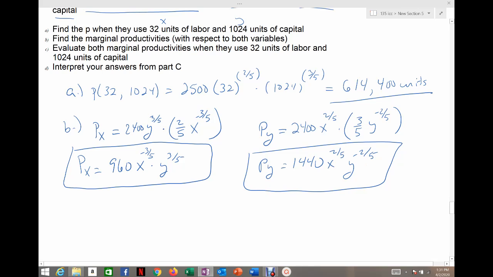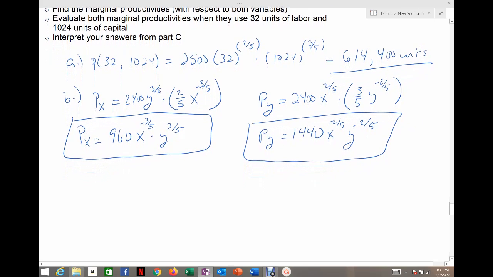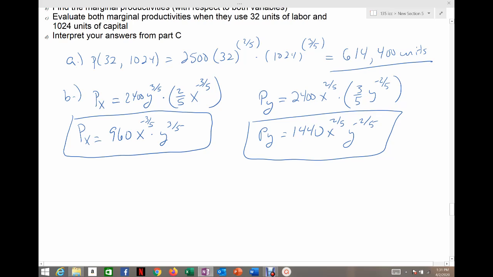Marginal productivities. And then C is evaluated at our current level, 32 units of labor, 1,024 units of capital, and then the last part is explain the answer. All right, so C is find our level of productivity, our marginal analysis at our level of productivity. All right, so P sub x, when I've got 32 for x, 1,024. Again, plugging it into that equation. Just make sure you're careful with your exponents. Good rule of thumb is to put parentheses around it. Alright, so when I plug those values into my derivative with respect to x, it comes out 7,680.